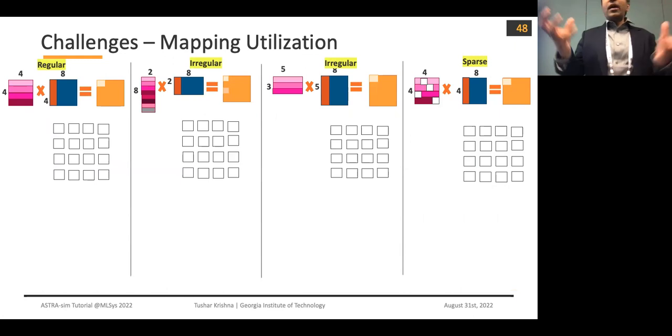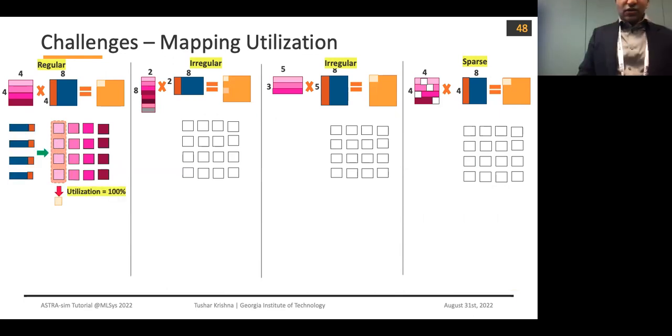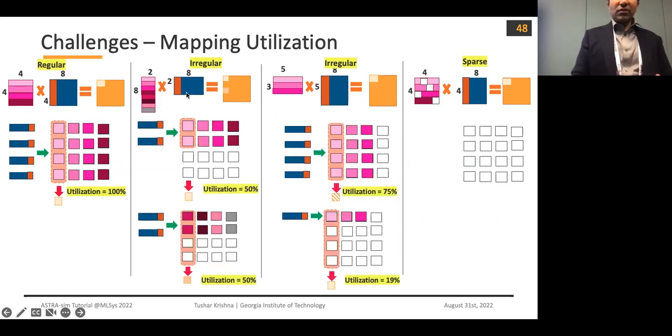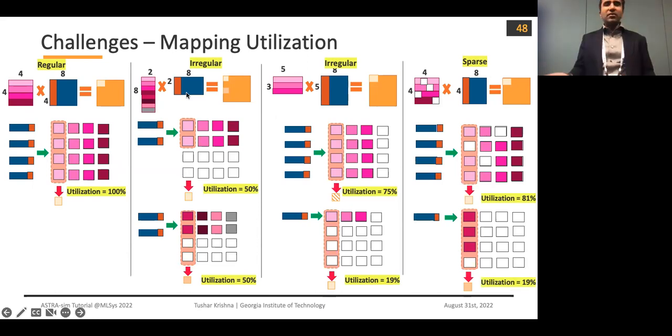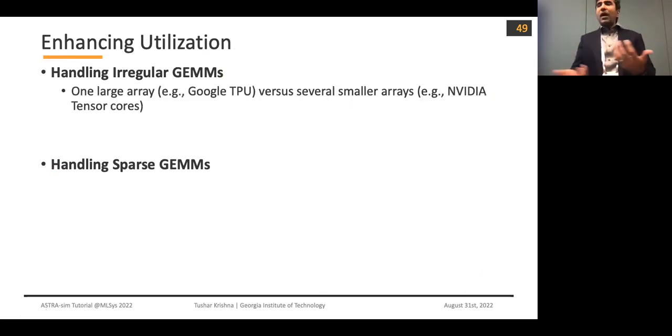If you have a very nice square GEMM which maps perfectly to the shape of your underlying systolic array, then you can get 100% utilization, as shown on the left here. This is simply a classic weight-stationary style accelerator. But if you have irregular GEMMs, it becomes a lot more challenging to get utilization. And if you have sparsity, naturally you have zeros in your matrices, and getting utilization is hard. So on the NPU end, there have been interesting trends towards enhancing utilization to handle irregular GEMMs.